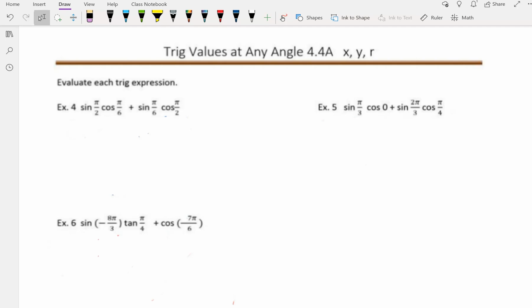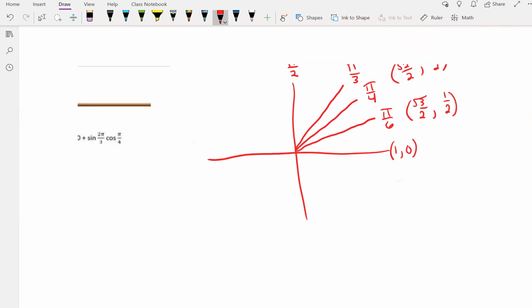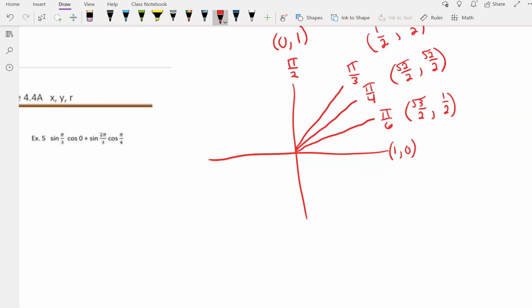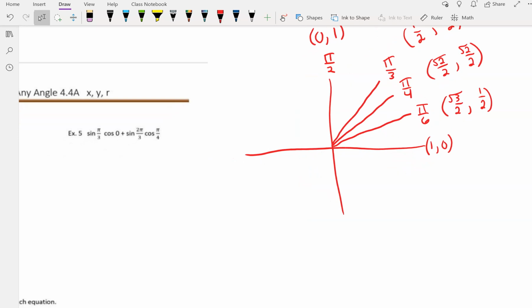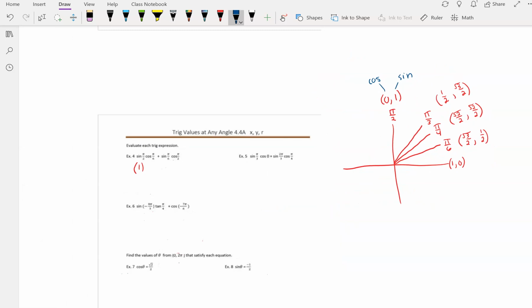So sine of pi over 2 is 1. And if you didn't know that, we could go back to our unit circle. Sine of pi over 2. Remember, sine is the y coordinate. Cosine is the x. So sine of pi over 2 is 1.